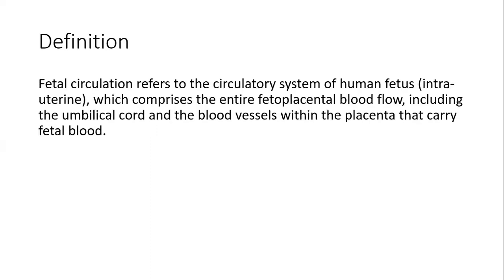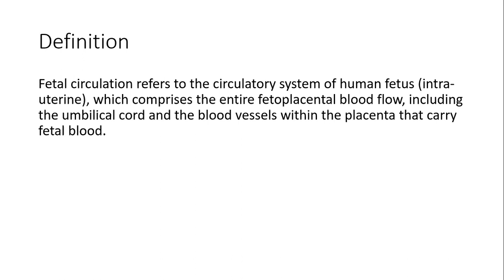I'll be starting with an introduction. Fetal circulation refers to the circulatory system of the human fetus, and it occurs during intrauterine life. It comprises the entire fetal placenta blood flow, including the umbilical cord and the blood vessels within the placenta that carry fetal blood. It is actually a complex circulation that makes one wonder, how does this happen naturally?